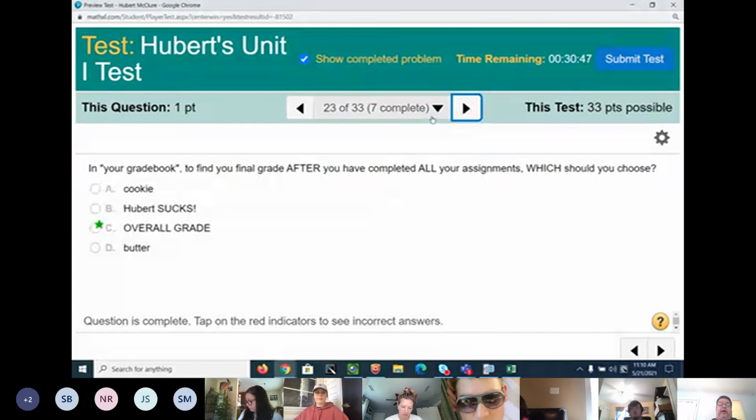In your grade book, to find the final grade after you have completed all your assignments, which should you choose? Overall grade. Well, this was so bad that Pearson took off overall grade, and now when you go to your grade book, it shows your overall grade, and then it shows you how to do the calculations. It says show calculations. This was so popular because the students couldn't find their grade by hitting overall grade that they finally changed it to default to the overall grade. So that's overall grade. I just leave it on there.